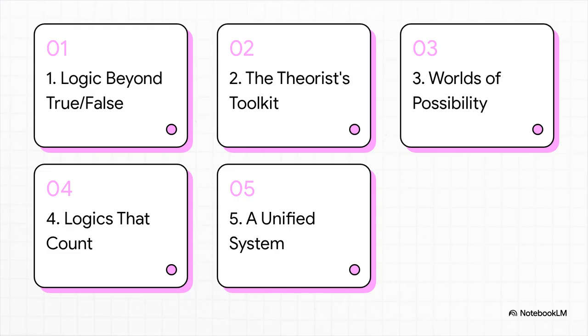So, here's our expedition map. First, we'll see why we need to go beyond true and false. Then, we'll pack our toolkit. After that, we'll visit two incredible new worlds, the lands of possibility and the lands where resources matter. And we'll wrap it all up with the ultimate quest, the search for one unified system.